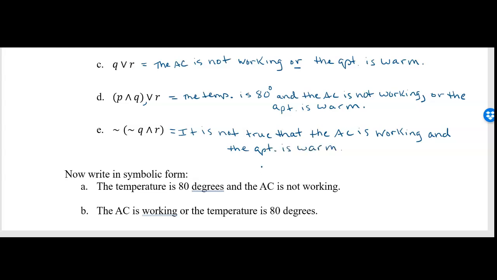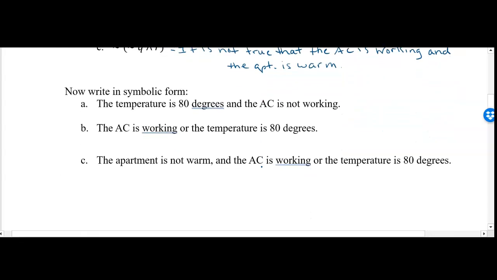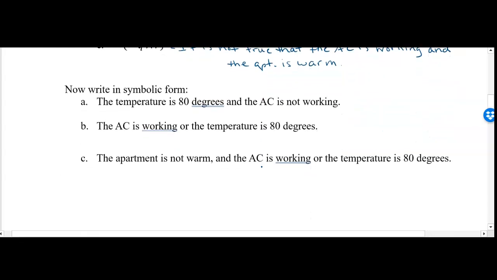So the negation in front of the parentheses just means that we're going to say it is not true that, or it is false that. And then the rest of this, you would just say it how we were talking about. Now we're going to go the other way. Now we're going to write in symbolic form.